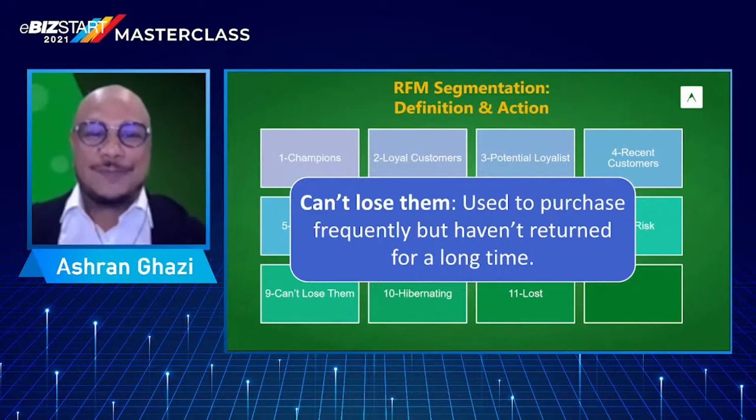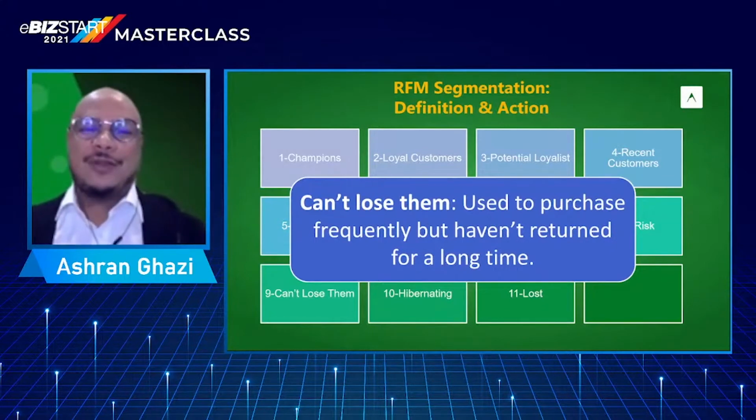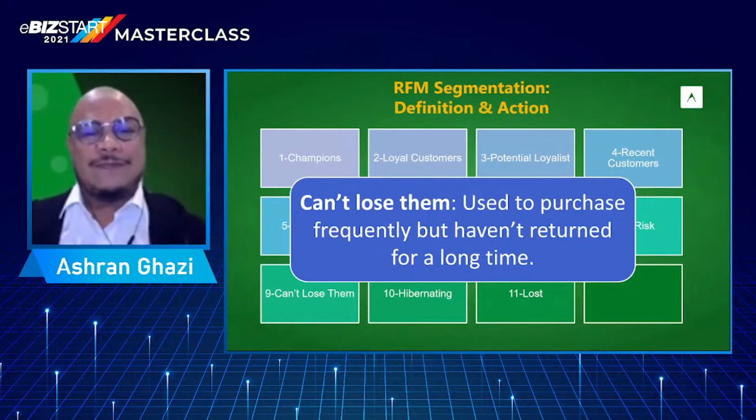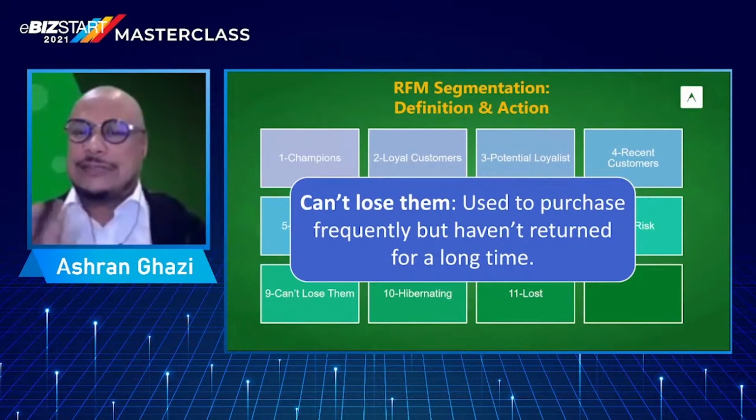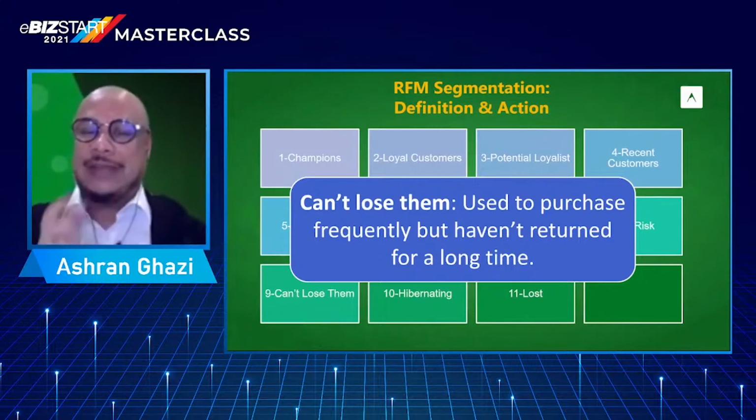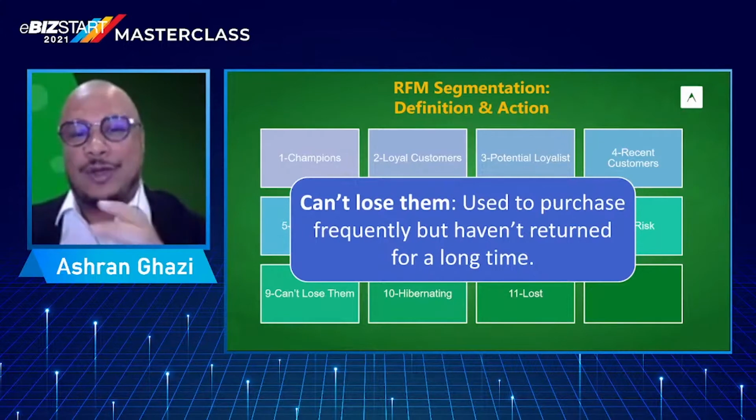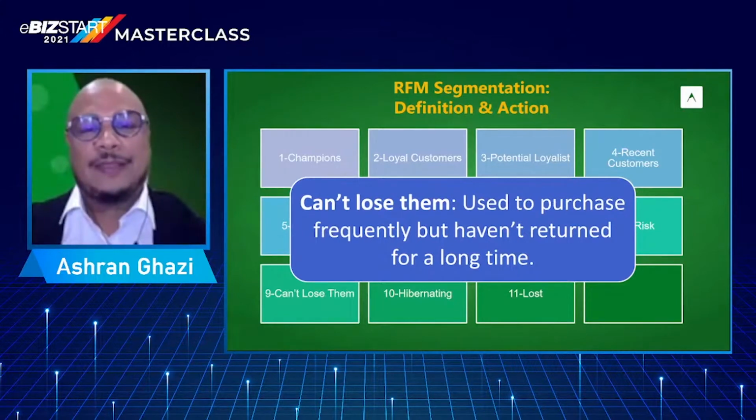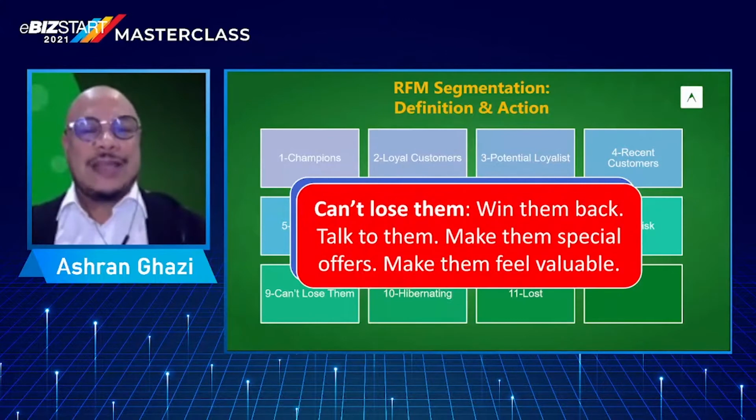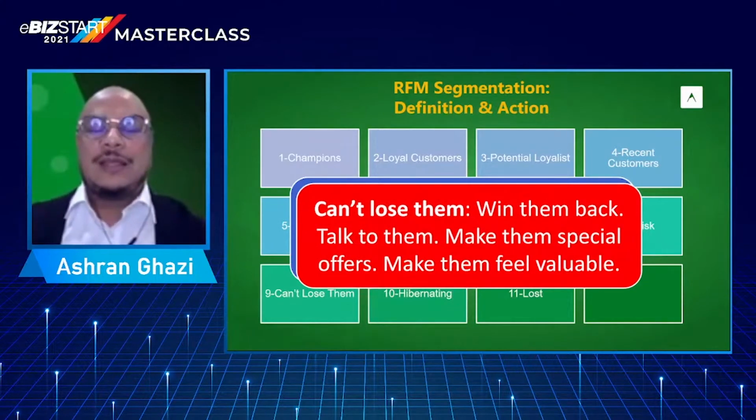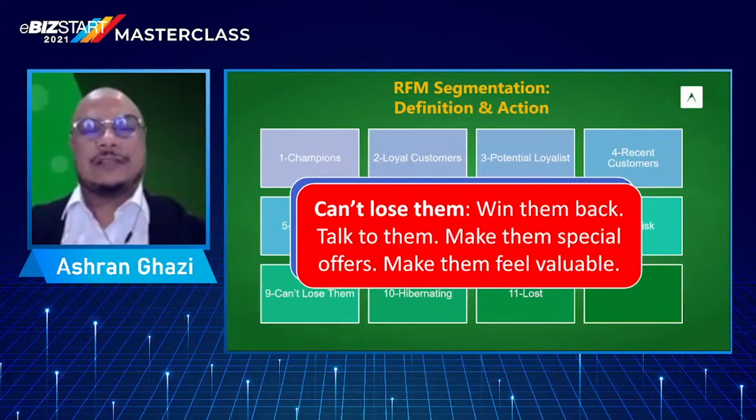On the can't lose them segment: again, they used to buy products from your store frequently, and again, they've not returned for a long time. If you notice, this highlights how the analysis is done, meshing together data on recency, frequency, and monetary, and then segmenting them based on the scoring of their behavior. So for these guys who you can't lose, you want to be able to win them back. You want to be able to talk to them. You want to give special offers to them.